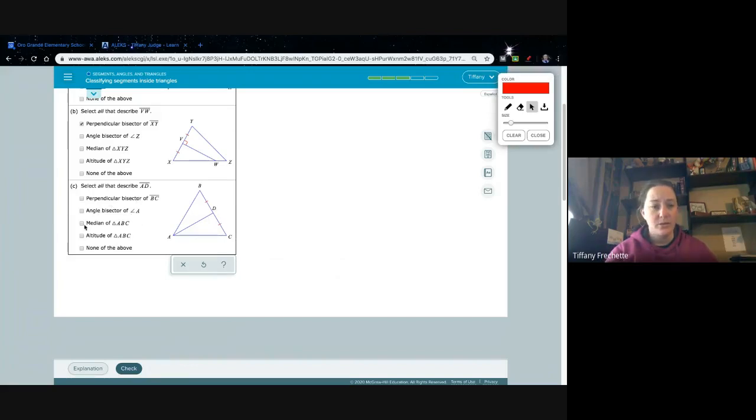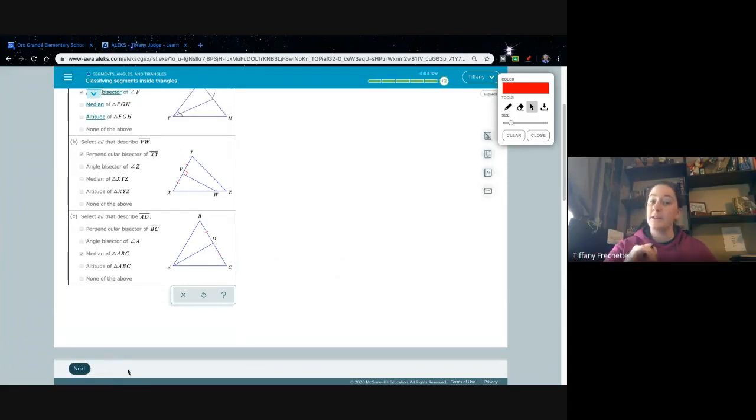So we want median in this case because it's going from the vertex to the middle. I wouldn't use perpendicular bisector because it's not perpendicular. There's no angle marks, and it's not an altitude. Again, altitude requires it to be perpendicular. It does look perpendicular, but the mark isn't there, so I'm not going to click it. Alrighty, we're all done with that one. Yay!